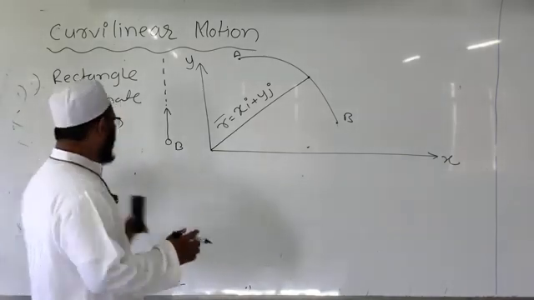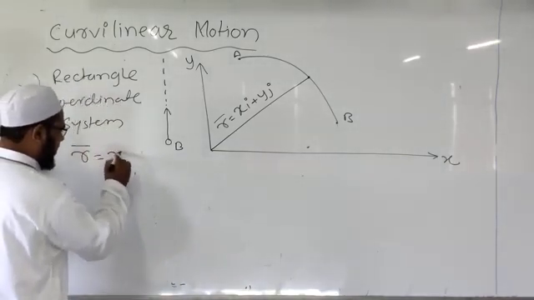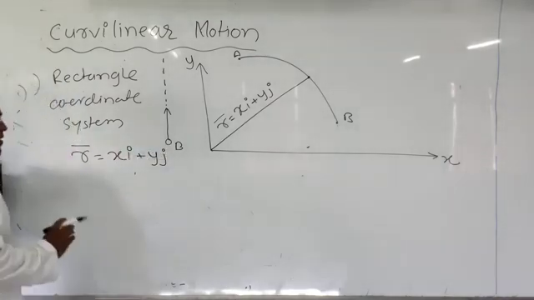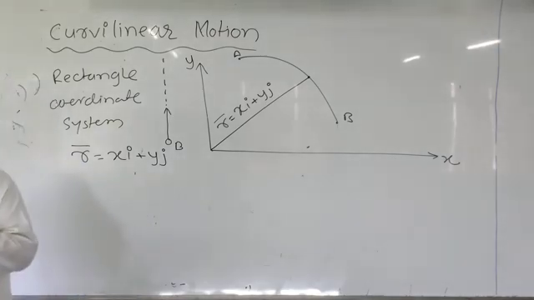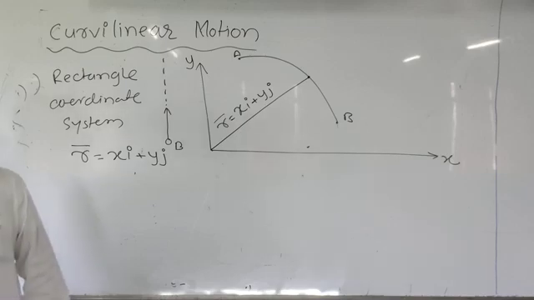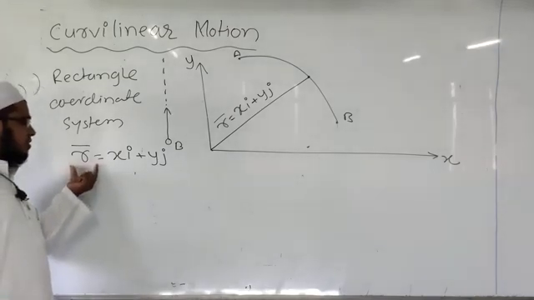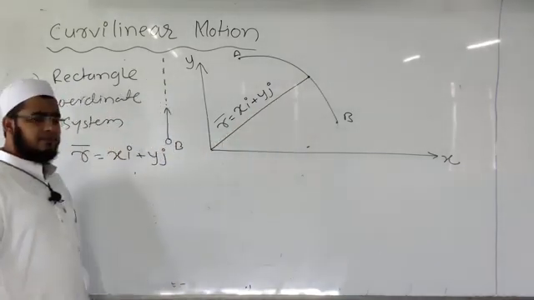So the position of the particle is given by x i plus y j, and we know that the rate of change of position is displacement. Position for a particular instant of time is x i plus y j.